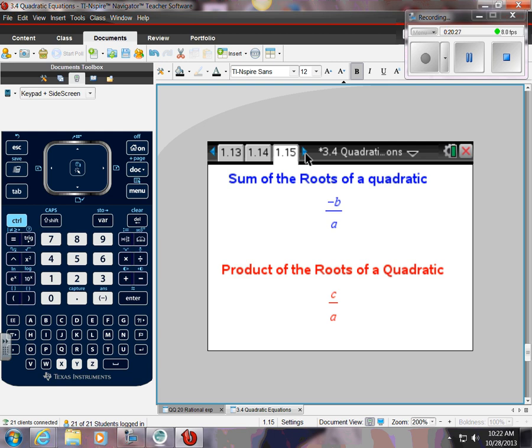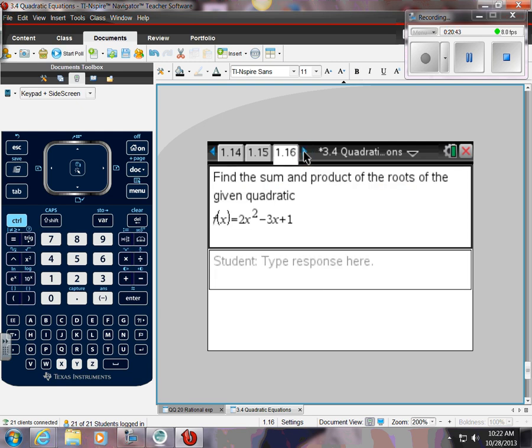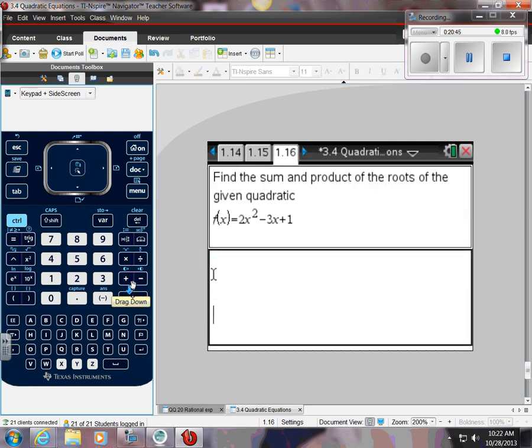So your formula for sum is negative b over a. Your formula for product is c over a. Where do I get a, b, and c? From the quadratic. What form? When it's in standard form, which means ax squared plus bx plus c. Okay. Let's look at this first one. Now, when you do these, if you just put negative b over a and c over a without labeling which one is sum and which one is product, it's wrong. Because I can't assume you know the difference between the two.